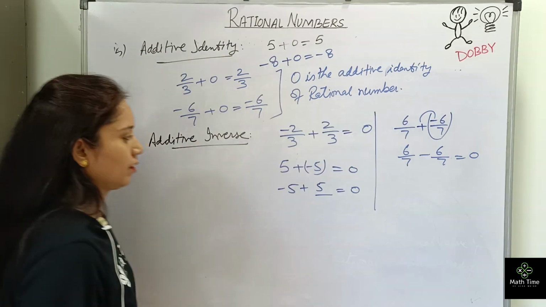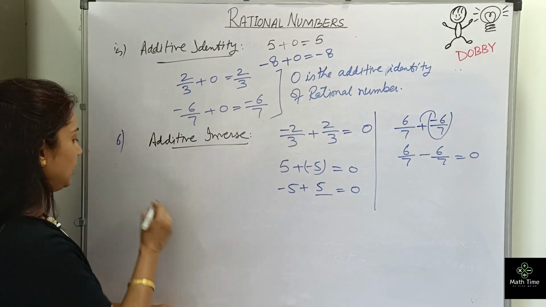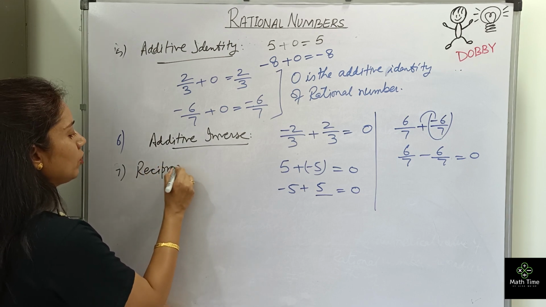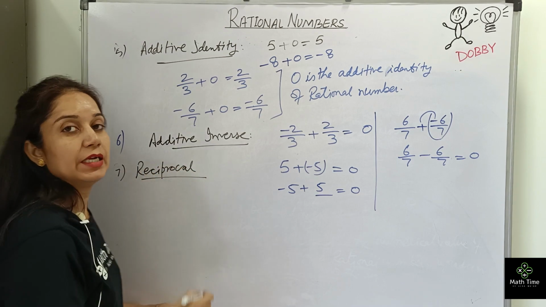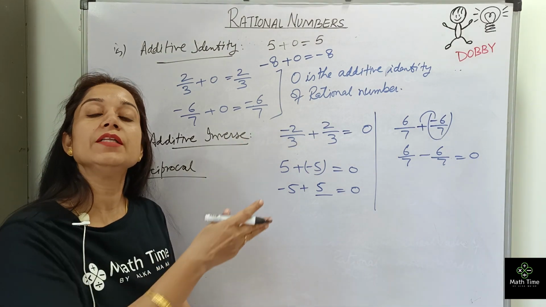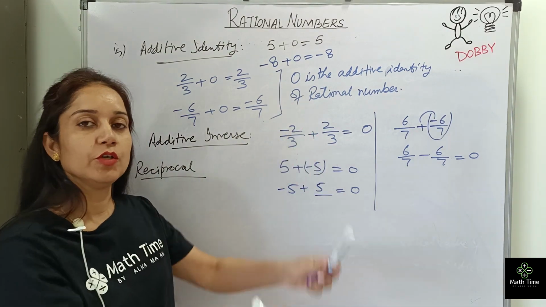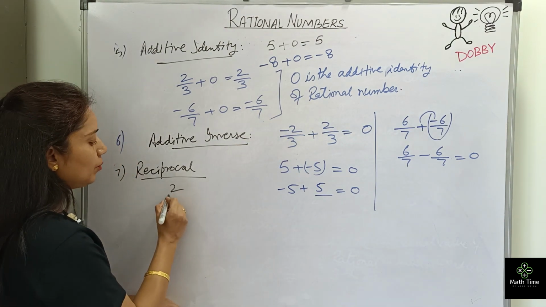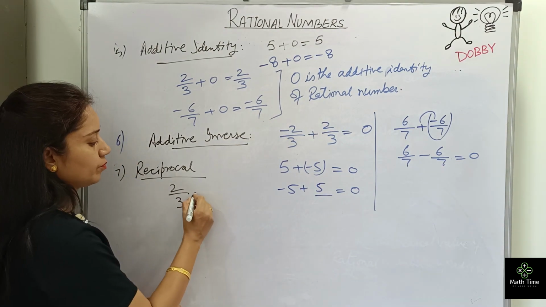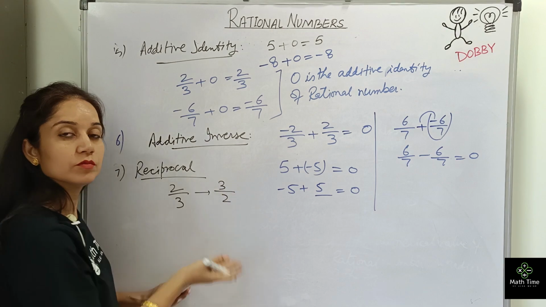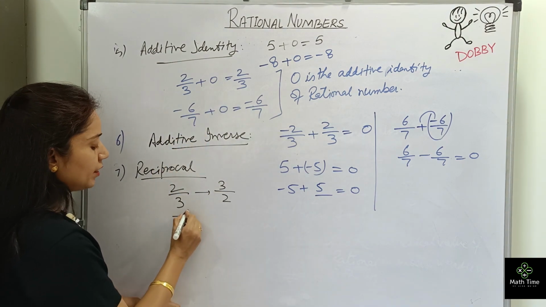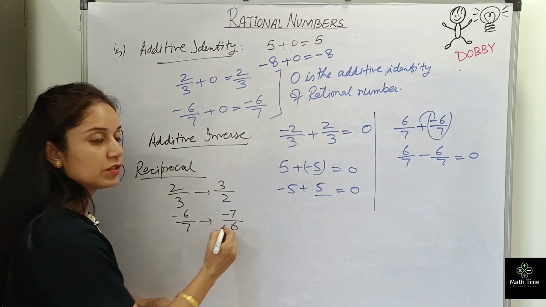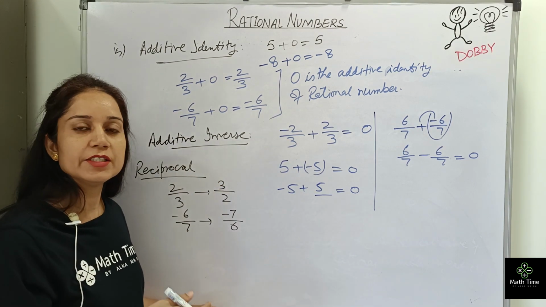Okay. Our next term is reciprocal. So let us check out what is reciprocal of a rational number. Reciprocal means ulta. Ulta in the terms of upside down. Numerator becomes denominator, denominator becomes numerator. 2/3 का रेसिप्रोकल क्या होगा, 3/2 अपसाइड डाउन. -6/7 का रेसिप्रोकल क्या होगा, -7/6 उल्टा.